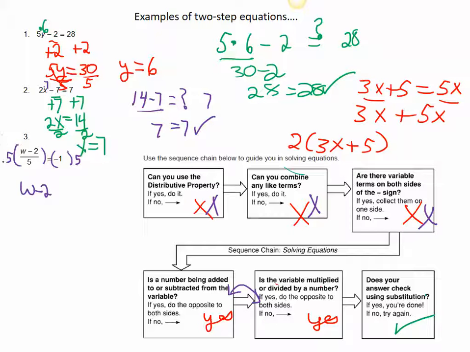And when you multiply, you cancel the 5's and you get w minus 2 equals 1 times 5 is 5. And then you'd go back to, yes, there's a number being subtracted, so we will add 2 to both sides. So there are some times where you'll end up with slightly different order for these last 2 steps.